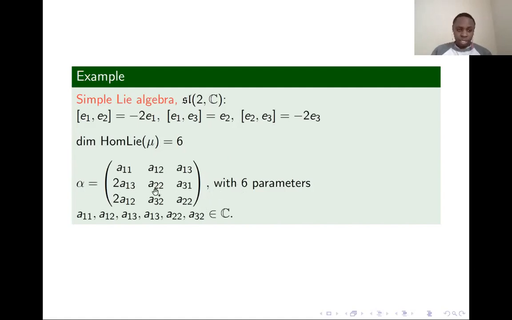Because this is a linear map, the maximum dimension should be 9. But there are some parameters that are killed, like this here. You see it is equal to twice this. So this one also is equal to twice this. And this one also is equal to this. So some three parameters are killed and we remain with only 6 parameters. So the dimension of such linear homomorphisms that turn a simple Lie algebra into a Hom-Lie algebra is actually 6, just as an example.